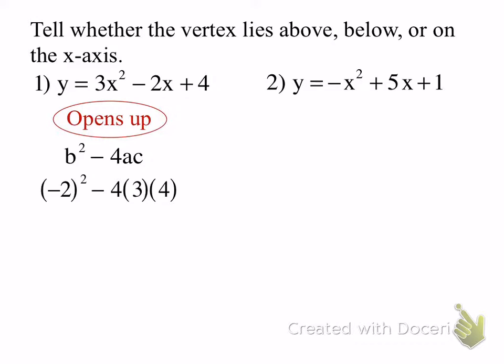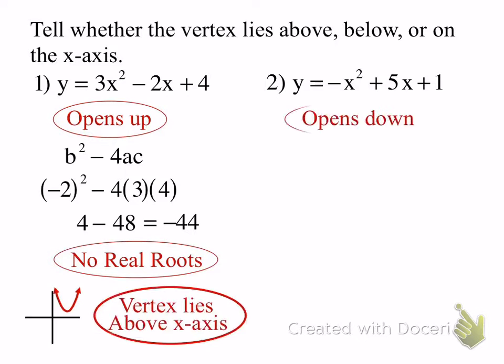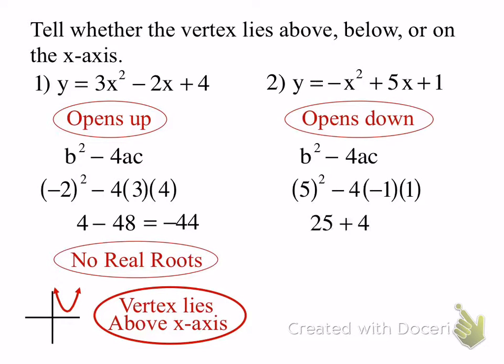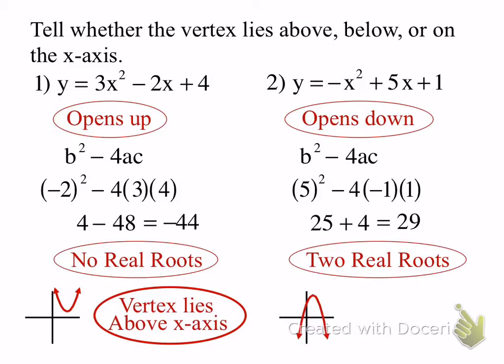Look at how else they wrote it. Tell whether the vertex lies above, below, or on the x-axis. First of all, does this open up or down? Up. Because it's positive. When the value is negative, it means it's up above the x-axis. This one opens down because it's negative, and when I find my discriminant, it's a positive number. It's crossing the x-axis twice. Okay.